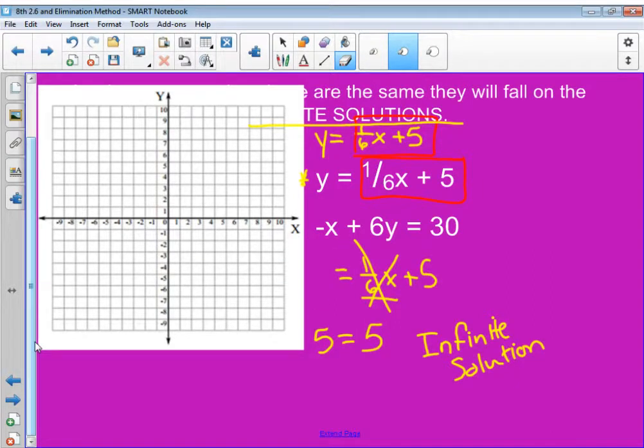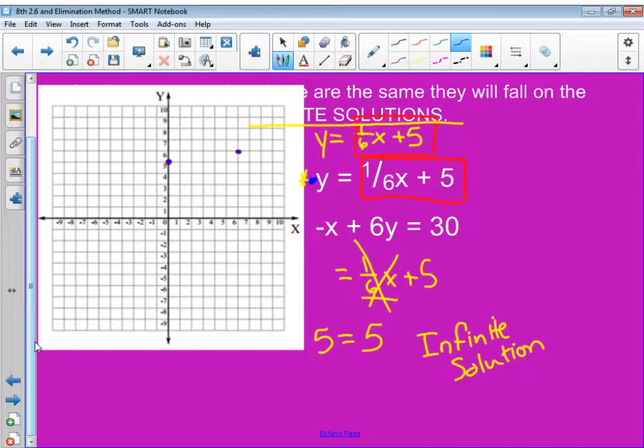So if I take my two equations that I have up there, well, I would start at +5, put my dot, and then I would go up 1 and over 6, which is right there. Okay, so there's my first equation, and if I want to draw the line, I could. But when I go to do my second equation right here, I would start at +5, and I would go up 1 over 6. Do you see how our lines are actually falling on top of each other?